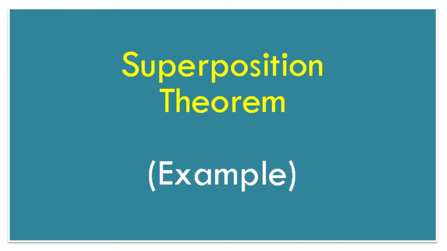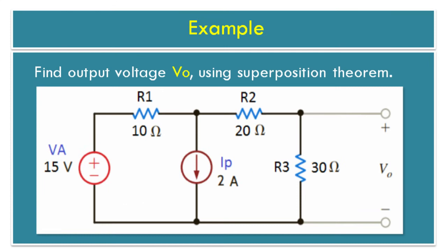Example statement: find out voltage V0 using superposition theorem. Let's see the given data. Voltage source VA is equal to 15 volt. Resistor R1 is equal to 10 ohm, R2 is equal to 20 ohm, R3 is equal to 30 ohm, and current source IP is equal to 2 ampere. Now using the same, find output voltage V0 using superposition theorem.